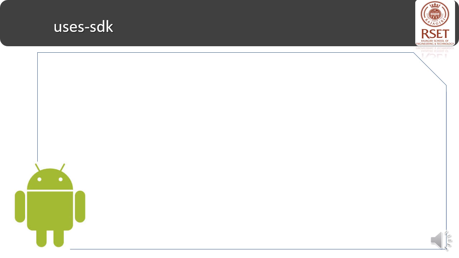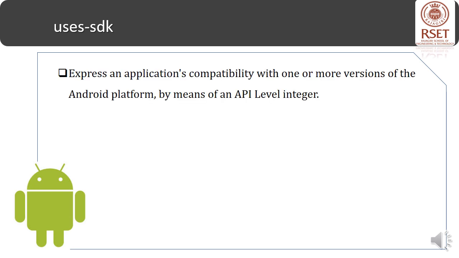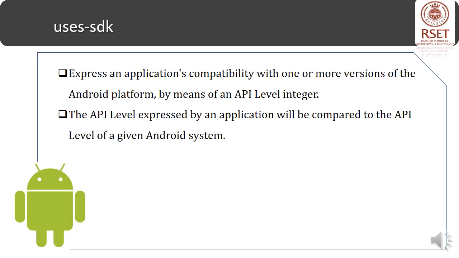Uses SDK in Android. Uses SDK is used to express an application's compatibility with one or more versions of the Android platform by means of an API level integer. An API level integer is a value that uniquely identifies the framework API offered by a version of the Android platform. The API level expressed by an application will be compared to the API level of a given Android system.